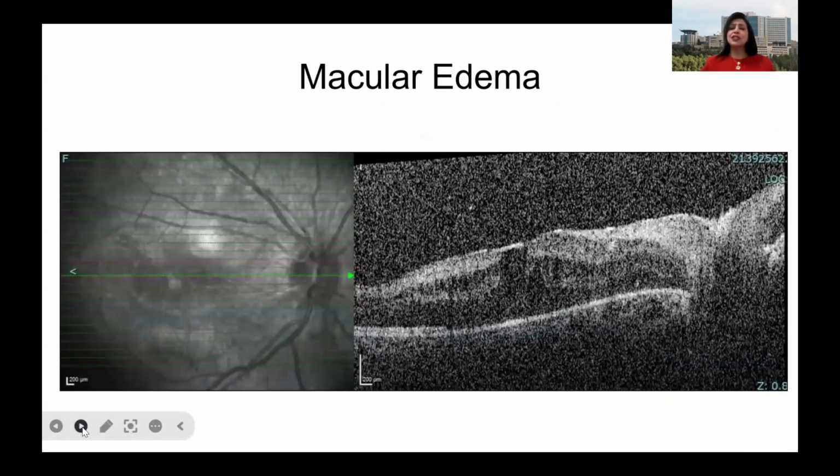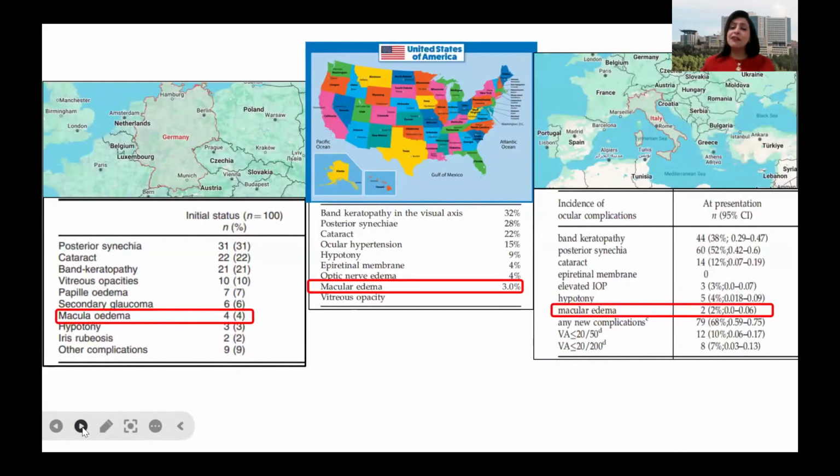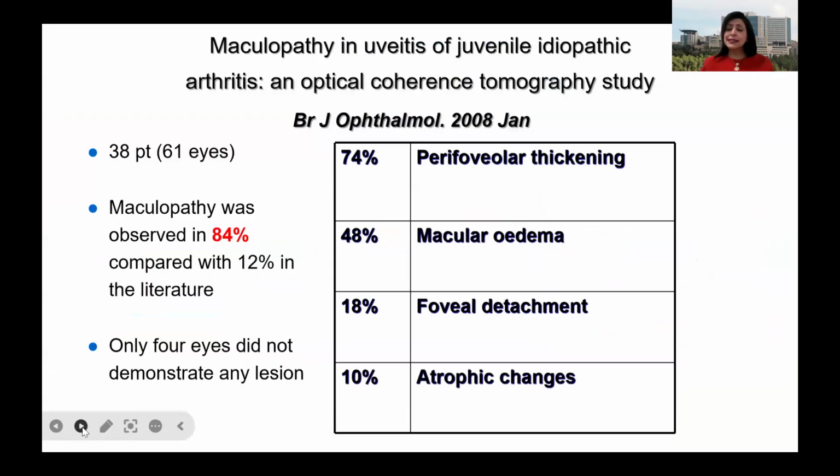Now to the second complication that our patient presented with. She had macular edema, and as you can note also, she has a fine epiretinal membrane. Macular edema is an infrequent complication that is observed in around 3% of the eyes at the initial visit. In this cross-sectional study, the OCT showed maculopathy in 84% of the eyes, mostly in the form of perifoveolar thickening. Half of the eyes had macular edema, 18% had foveal detachment, and 10% had atrophic irreversible changes.